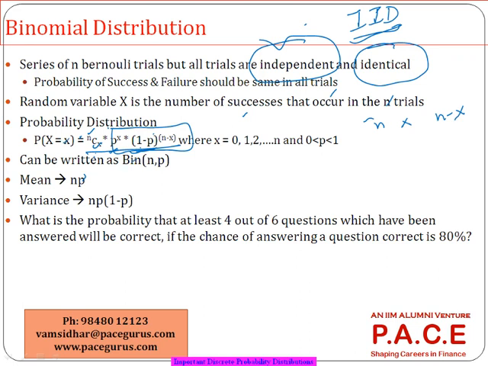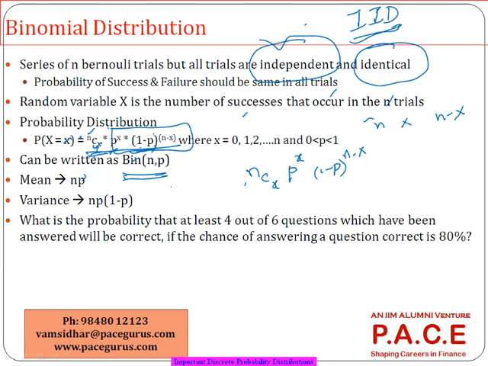So the probability of getting x successes is nothing but nCx, which is a combination form, times the probability of success to the power of the number of successes, times the probability of failure to the power of the number of failures. This is the probability of getting x successes out of n trials being performed. The typical notation is Binomial(n, p), which means the experiment is performed n times, and p is the probability of success.